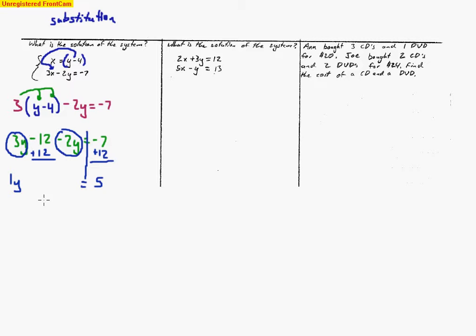So y is 5, but we're not done. We still need to solve for x. So I'm going to take this 5, and I'm substituting it back in for one of the y's in one of the equations. I'm going to pick that first equation because it seems easier. x equals y minus 4, but in place of y, I'm putting 5 minus 4, and I end up with 1. So there's x. So x equals 1, y is 5. Write the answer as an ordered pair. 1 comma 5 would be the answer.